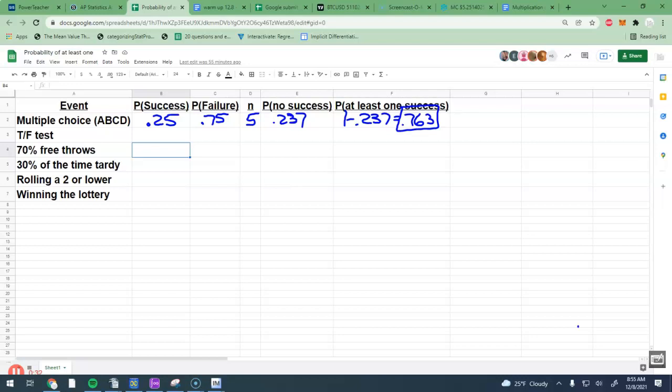Let me go through another now. Let's say I'm doing the free throws one. 70% free throws. So what's the probability of success? 0.7. What's the probability of failure? 0.3. Let's say I'm going to shoot 3 free throws. Do you want to try it, or should I just keep going? Try it out, and if you don't have a clue what to do, just wait. I'll go through it.